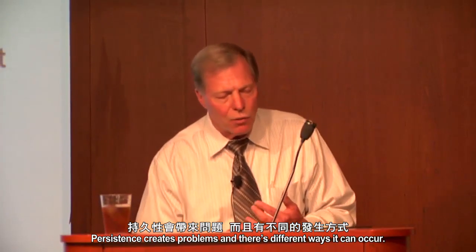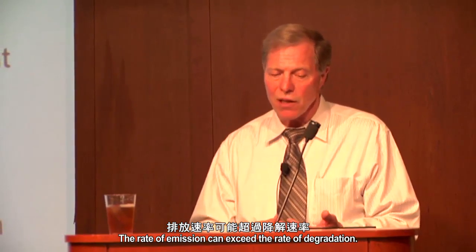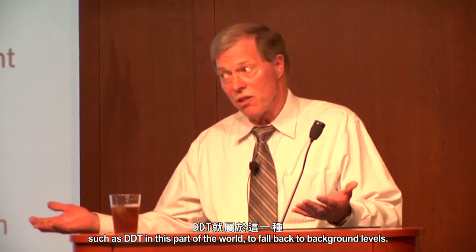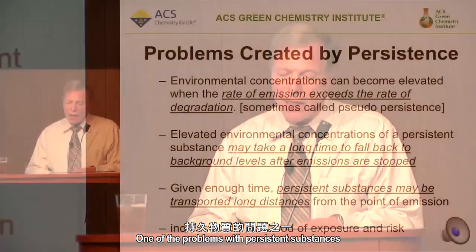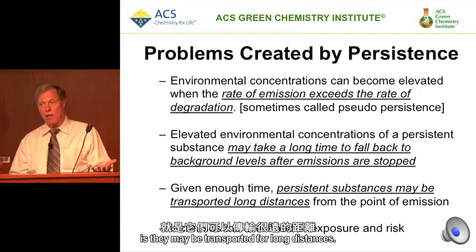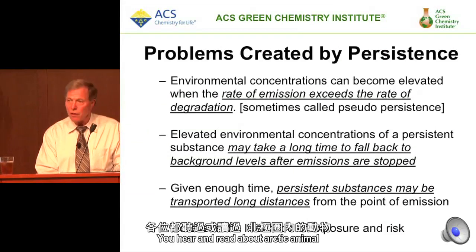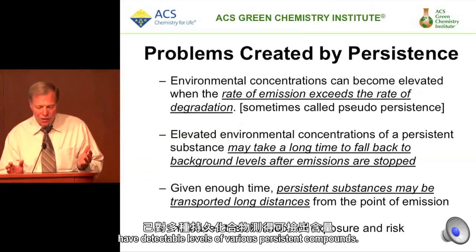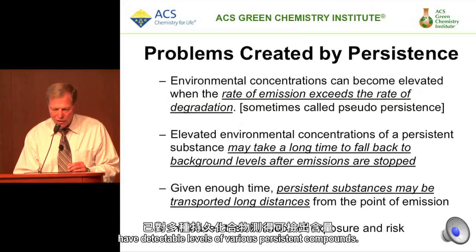Persistence happens, it creates problems, and there are different ways it can occur. The rate of emission can exceed the rate of degradation. It may take a long time for a compound that was only used for a short period of time, such as DDT in this part of the world, to fall back to background levels. And with persistent substances, one of the problems is that they may be transported for long distances. You hear and read about Arctic animals, for example, having high levels, or not high levels, they have detectable levels of various persistent compounds.